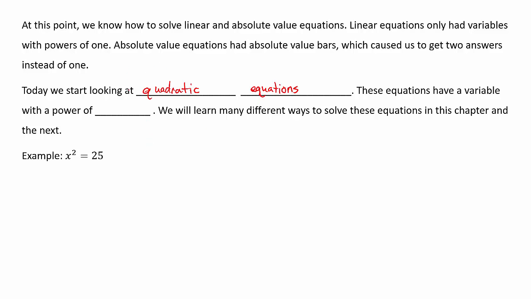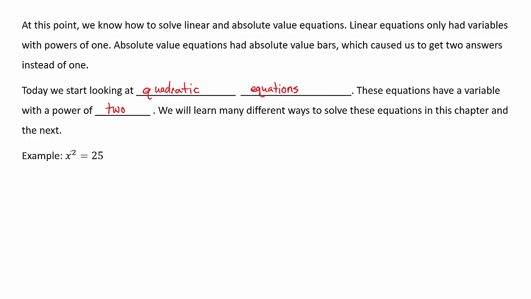These equations have a variable with a power of 2. So if there's no variable with a power of 2 anywhere in our equation, it is not a quadratic equation, and we would use different methods for solving it. If there is a higher power somewhere, we would use different methods. But if there's not a squared at all, or anything higher than squared, then that's a linear equation, and we'd use another method.